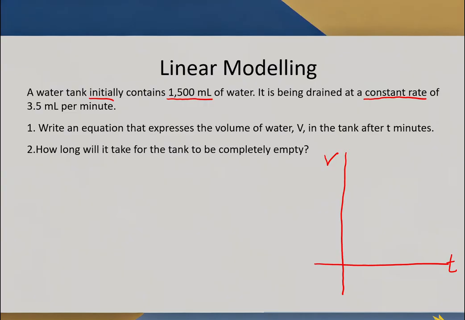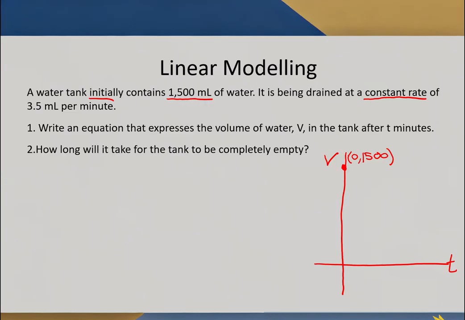The next step is to label this as my initial point, and it says I've got 1,500. Whenever we are labeling a graph, make sure each point we know is labeled as a coordinate, please. This is getting into a habit for next year. So this point is 0 and 1,500.